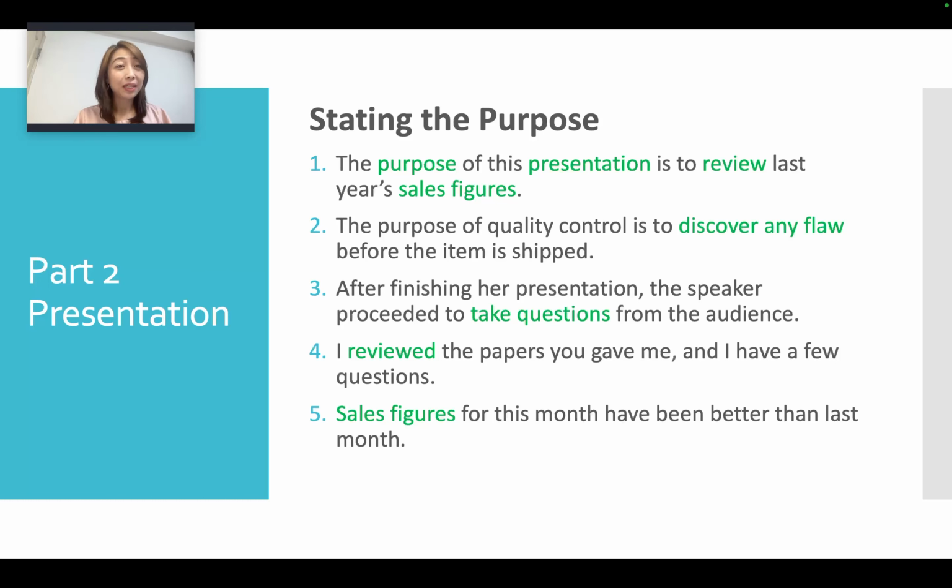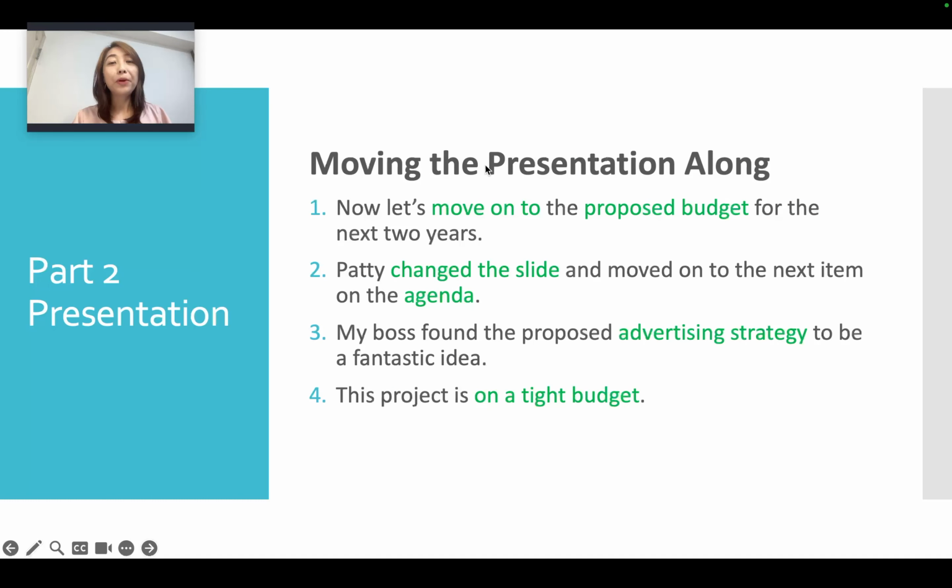Now let's get to the next part, moving the presentation along. Let's see the first one. Now let's move on to the proposed budget for the next 2 years. So what is move on to?